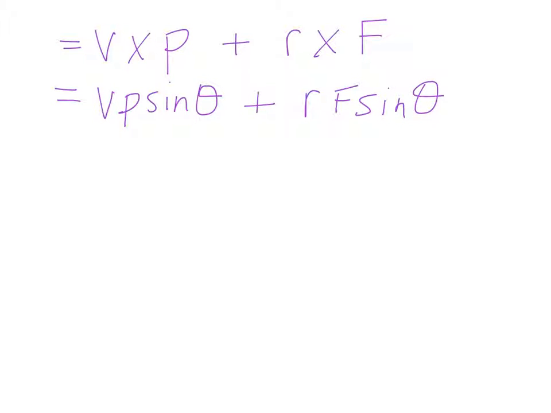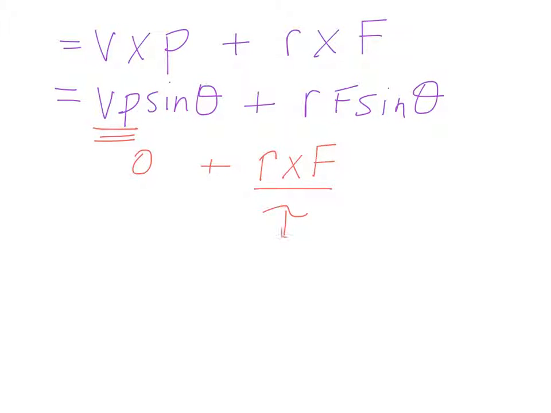Well, v and p point in the same direction. They have to, right? We already established that velocity and momentum always point in the same direction, because velocity makes up momentum, and they are naturally going to point in the same direction. And so V P times the sine of 0 is just going to be 0, plus r cross f, or f cross r. Well, you may remember that as torque.